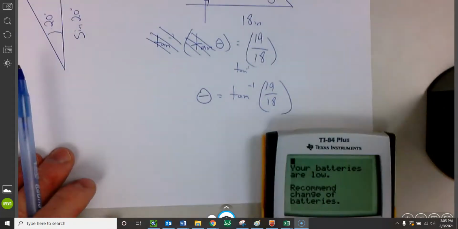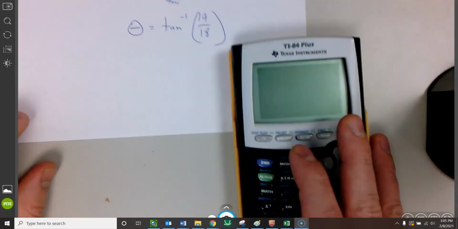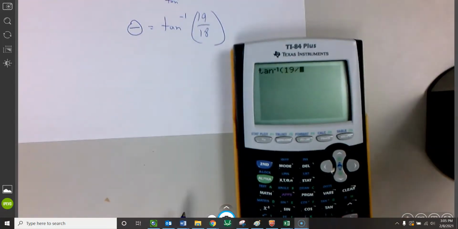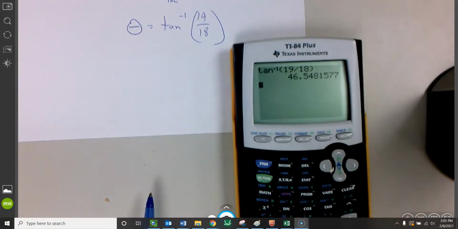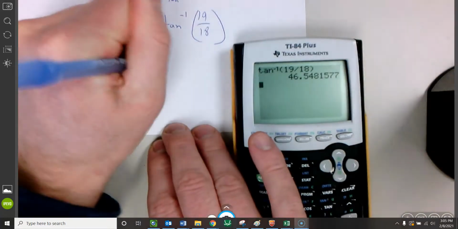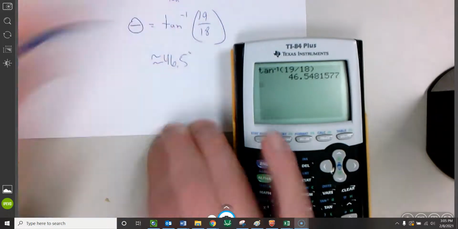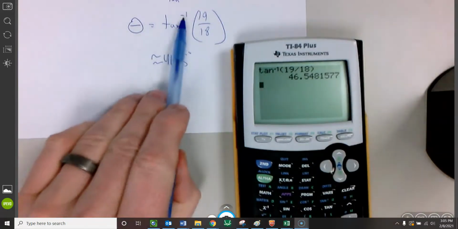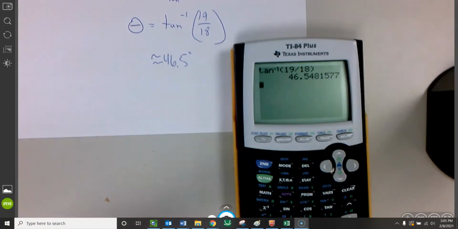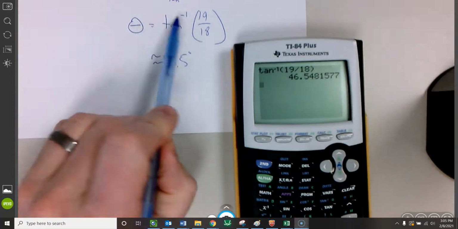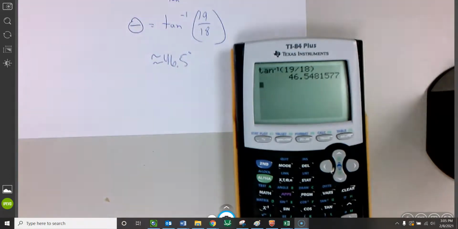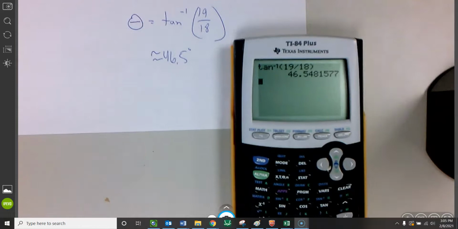Well, let's ask the calculator. So I'm going to hit second tangent to bring up the inverse tangent of 19 over 18, and that would give me approximately 46.5 degrees, because I'm in degree mode on this one. Okay? So this inverse idea, we could do inverse sine, we can do inverse cosine. They will give us an angle that follows these stipulations. It gives us these sides. We're going to use that. Okay, moving on.